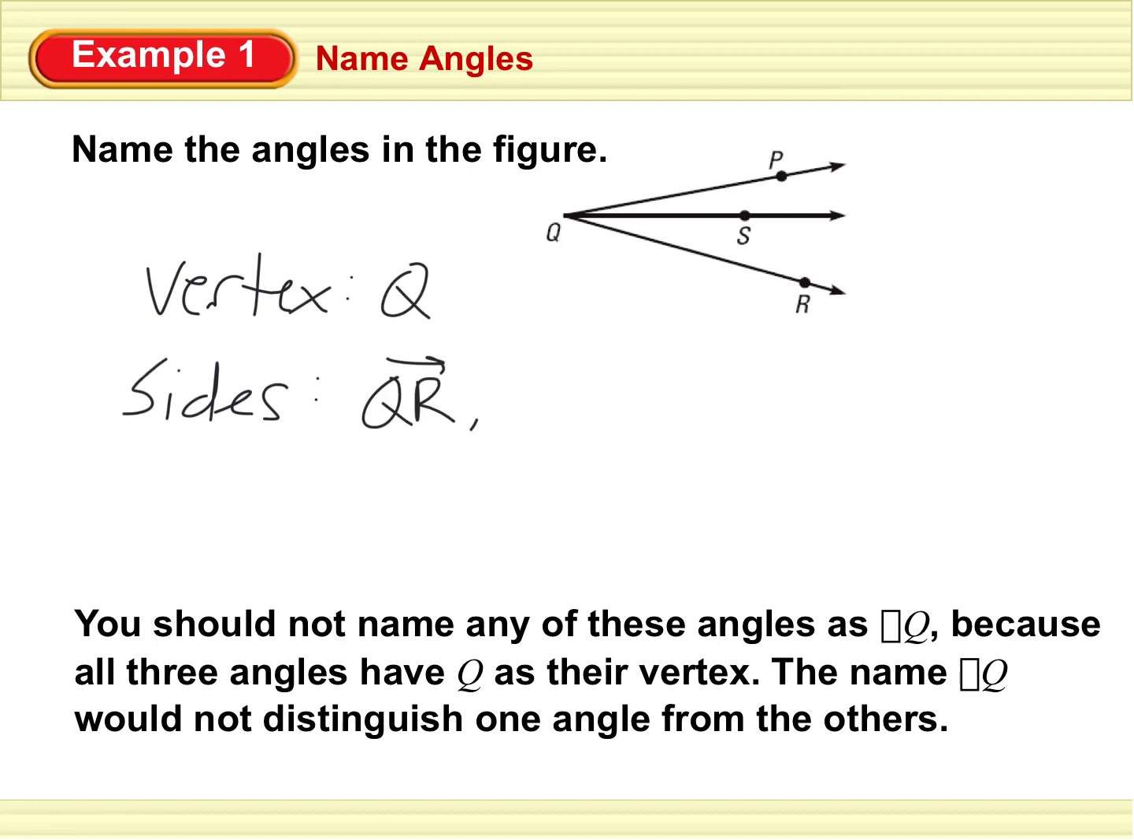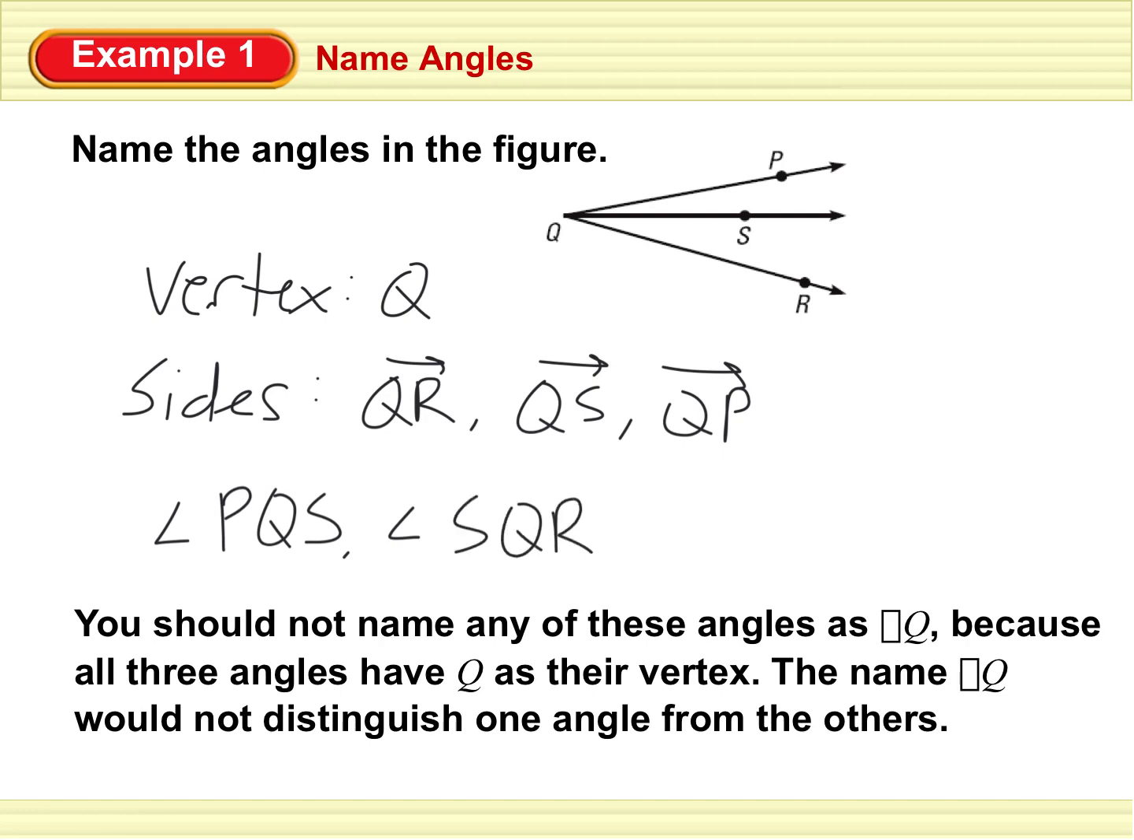QR, QS, QP. And then what are the names of those angles? Max, you got one? PQS is one. There's SQR is another. What's the last one? PQR. Good.